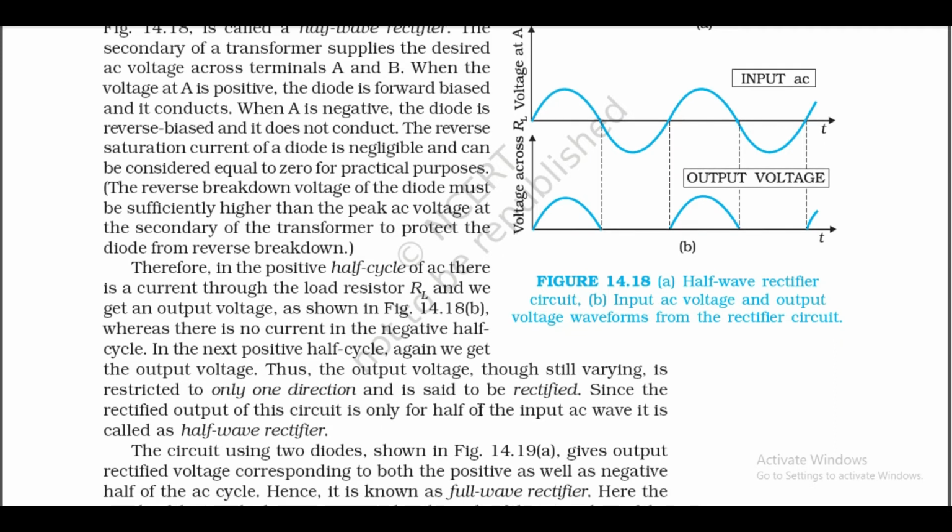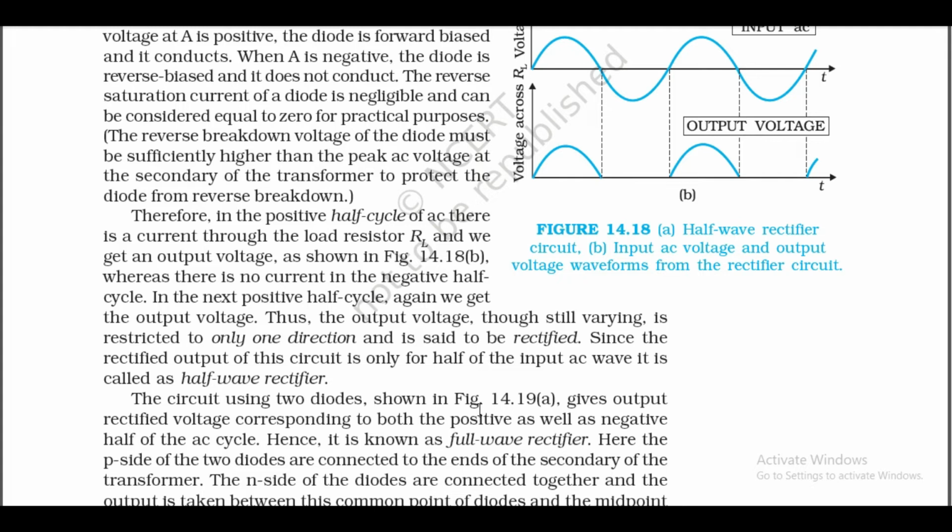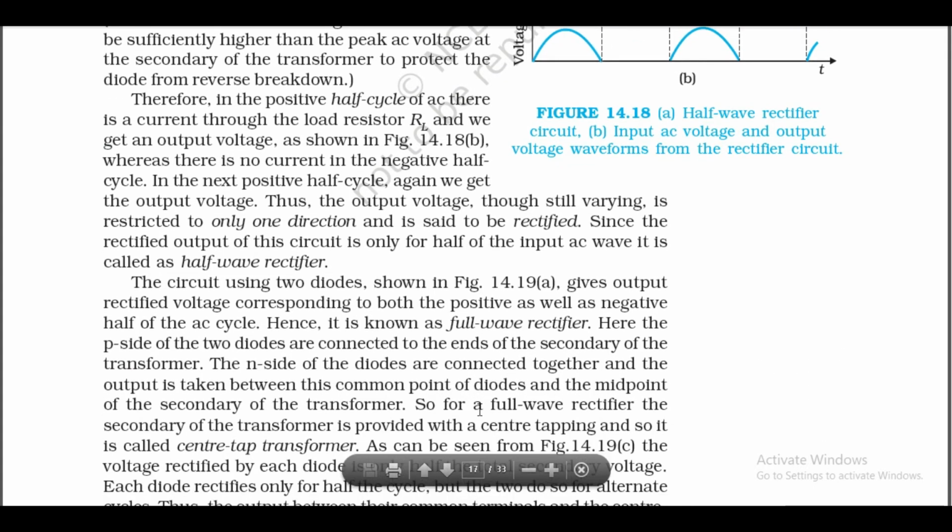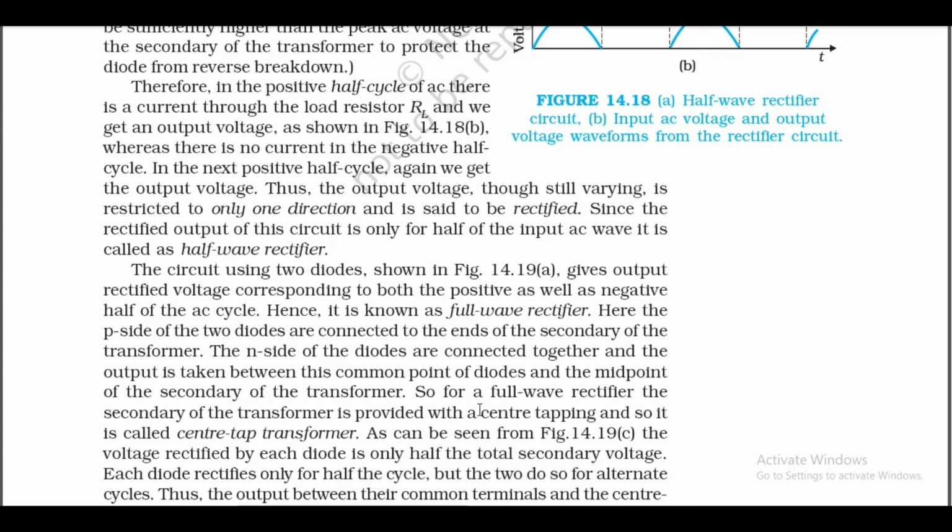half wave rectifier. The circuit using two diodes shown in figure 14.19 gives output rectified voltage corresponding to both the positive as well as negative half of the AC cycle. Hence, it is known as a full wave rectifier. Here, the P side of the two diodes are connected to the ends of the secondary of the transformer. The N sides of the diodes are connected together, and the output is taken between this common point of the diodes and the midpoint of the secondary of the transformer.